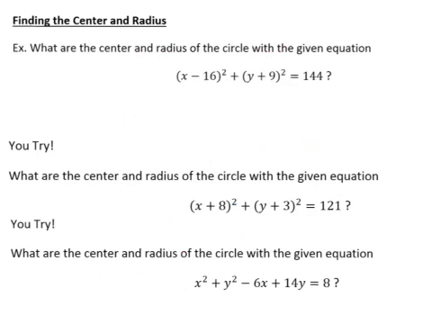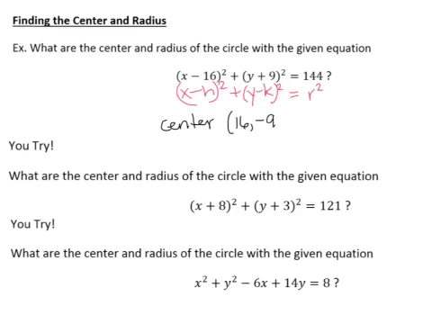Alright, so now let's find the center and radius. So in this example it says, what are the center and radius of the circle with the given equation? Well, all we have to do is compare this to standard form. Again, our standard form was x minus h squared plus y minus k squared is equal to r squared. So we can easily see that our h is 16, so our center is going to be 16, comma, our k, since it says plus 9, is really negative 9.